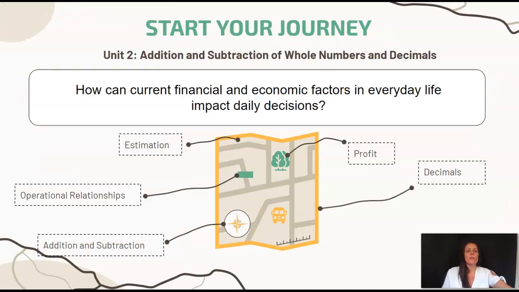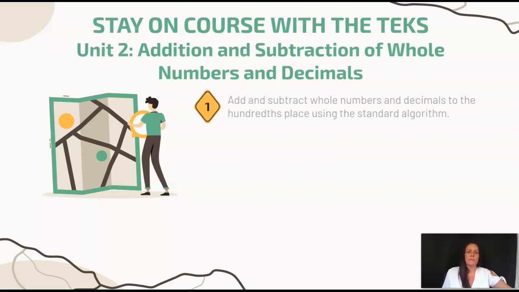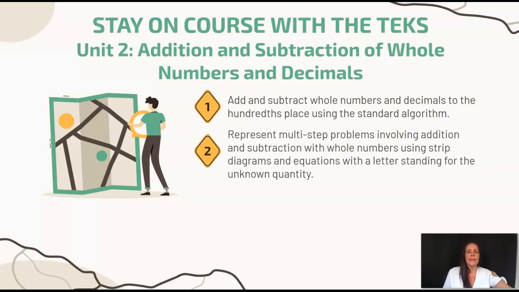Again, I want you to think about another question during this unit. How can current financial and economic factors in everyday life impact daily decisions? I know that when we're shopping, we're constantly adding and subtracting decimals. Again, for Unit 2, I'm going to lift up 3 standards that are really important for them. First, they need to be able to add and subtract whole numbers and decimals to the hundredths place using standard algorithm. Secondly, they need to represent multi-step problems involving addition and subtraction, and that's with whole numbers using strip diagrams and equations, and that's with a letter standing for an unknown quantity.